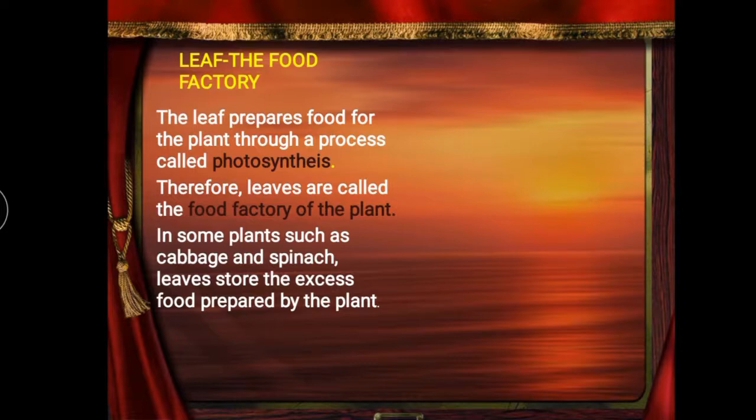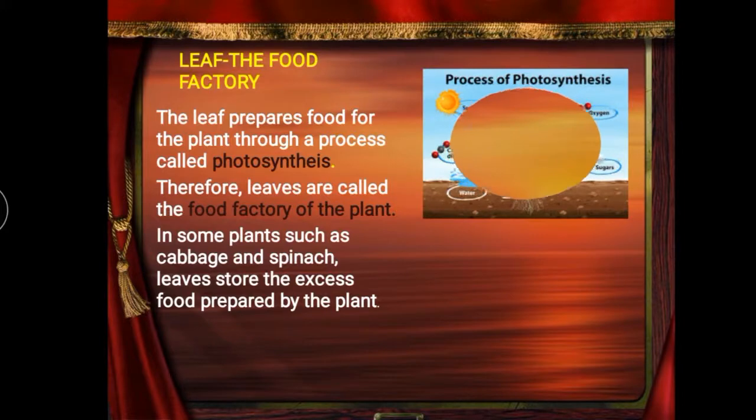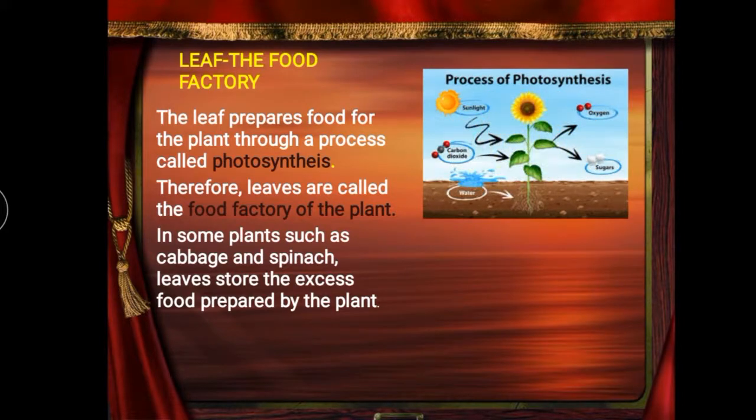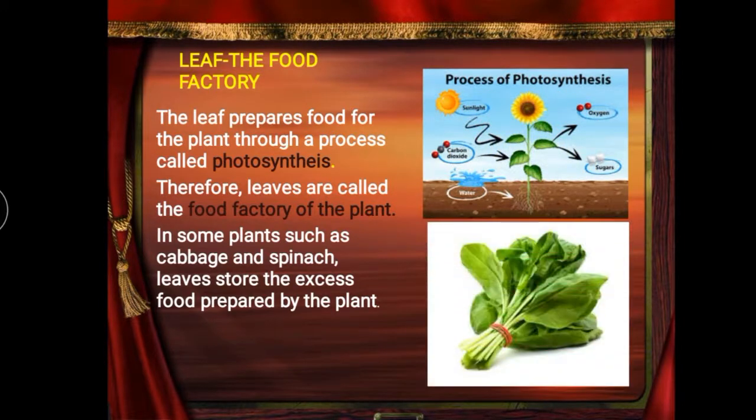In some plants such as cabbage and spinach, here you can see spinach leaves, the leaves store excess food prepared by the plant. The leaf will store the excess amount of food prepared by the plant. So in cabbage, the excess food is stored in the leaf. Cabbage is a leaf we are eating. So the excess amount of food is stored in the leaves.